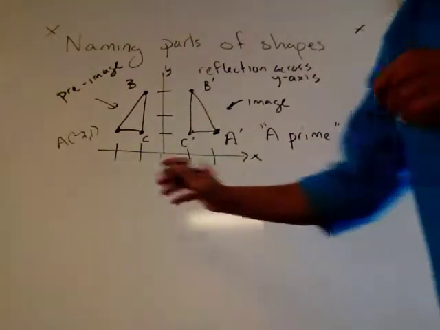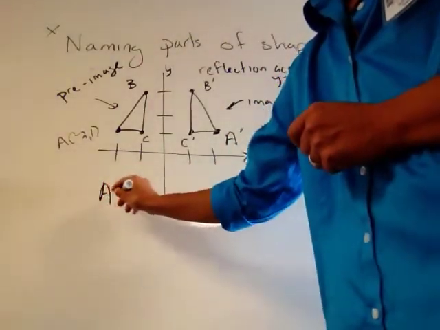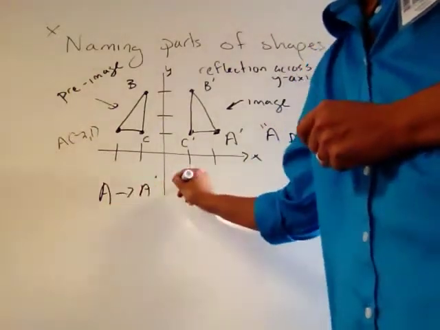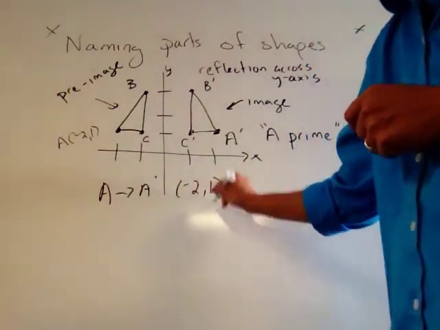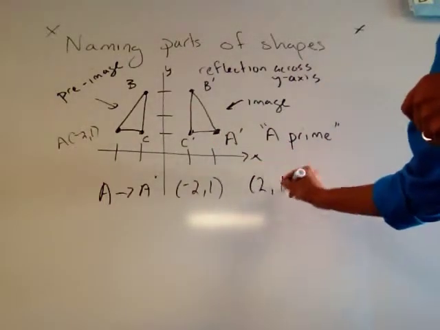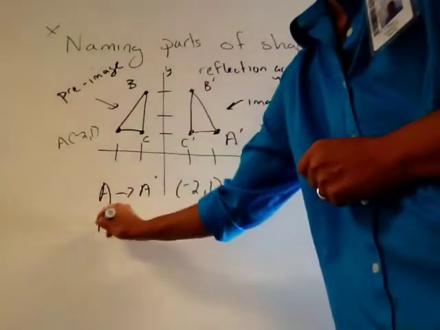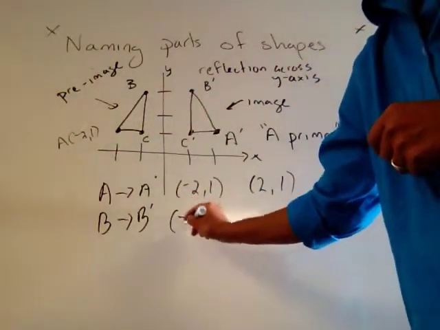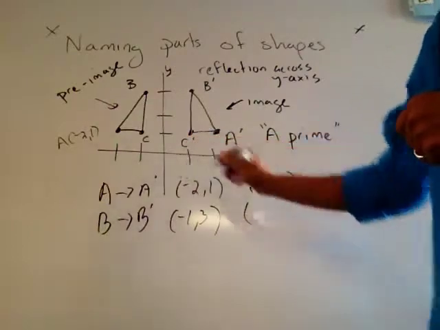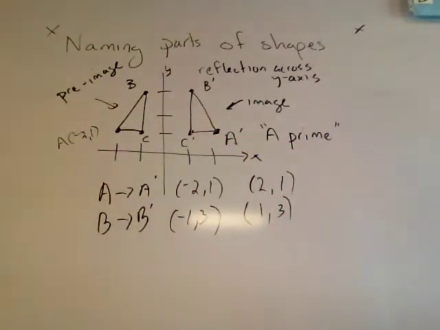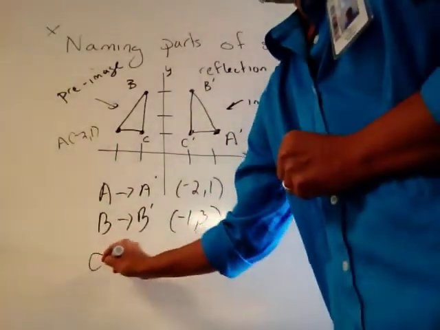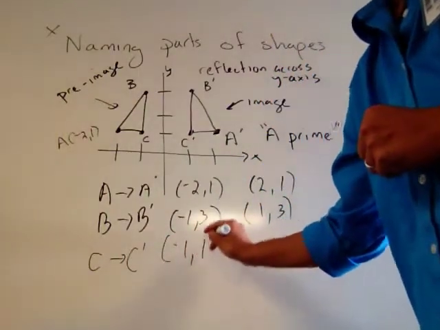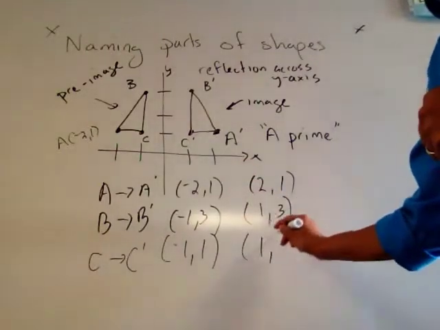What's kind of interesting is if you look at what happened when you sent A to A prime, you can see what happened to the points. It went from -2, 1 to 2, 1. If you look at what happened when you sent B to B prime, B was at -1, 3, and now it's at 1, 3. Notice anything interesting happening here? C goes to C prime. This was -1, 1, and this became 1, 1.